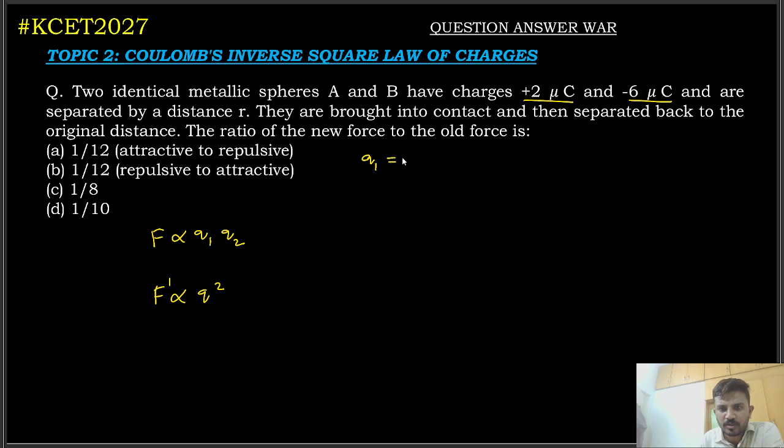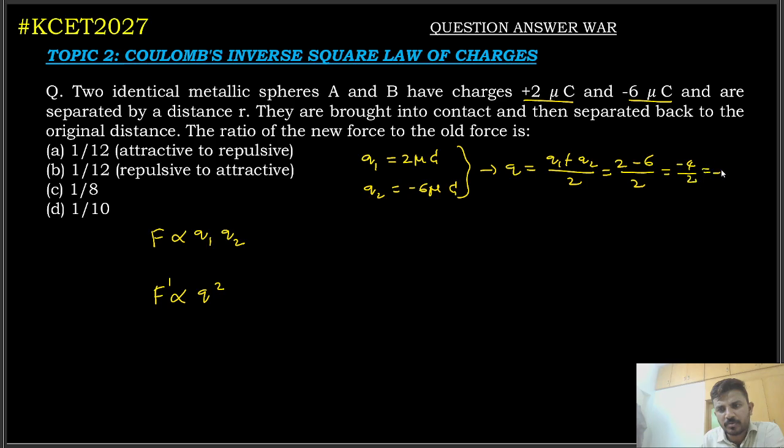So what is Q1 Q2? Q1 is equal to 2 microcoulomb, Q2 is equal to minus 6 microcoulomb. When they are brought into contact, the new charge becomes Q1 plus Q2 divided by 2. Q1 is 2 microcoulomb, Q2 is minus 6, divided by 2. 2 minus 6 is minus 4, divided by 2, it is minus 2 microcoulomb.